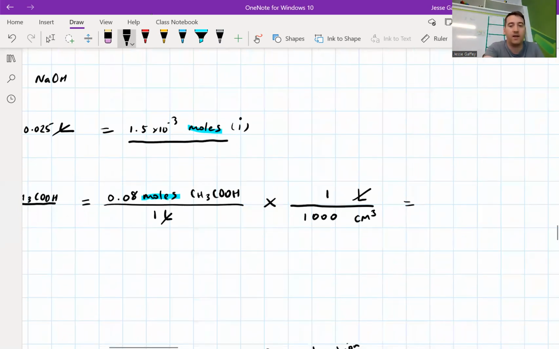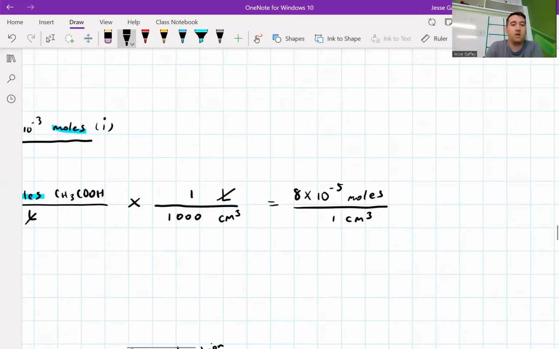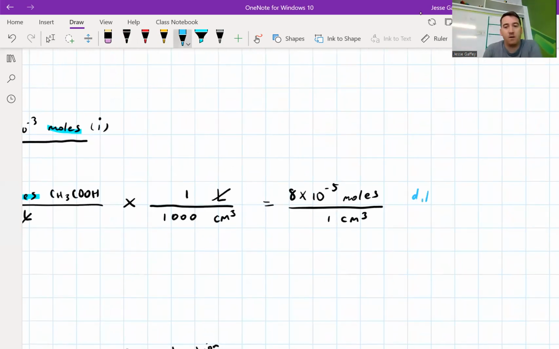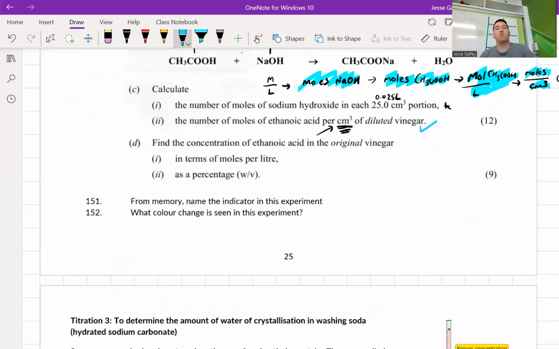And the answer I'm getting here is, no, not 8.5, sorry. 8 by 10 to the minus 5. And that is, of course, moles per 1 cm cubed. All right, so this here is the number of moles for the diluted vinegar in 1 cm cubed. That's from the titration value. Okay, so that is that bit done. Wow, that's a lot of work to get to here. So they're really testing your ability to think these problems through.